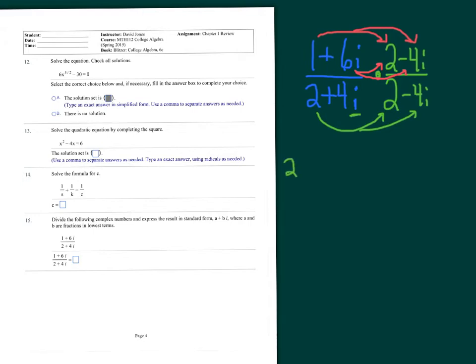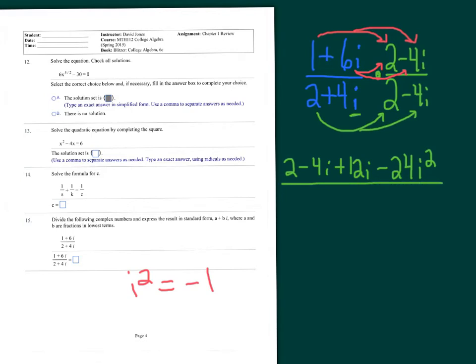1 times negative 4i gives us negative 4i. Then moving on to the 6i times 2. And then the 6i times the negative 4i, negative 4i squared. And keep in mind, anytime we see one of those i squareds, we're going to ultimately replace it with negative 1. Okay, so that takes care of our 2 binomials on top.